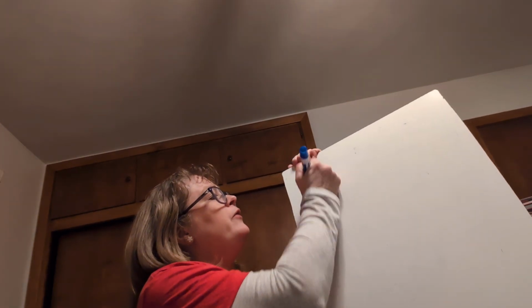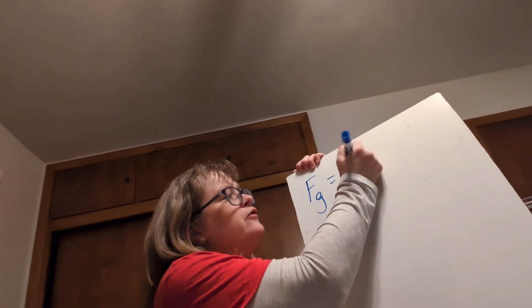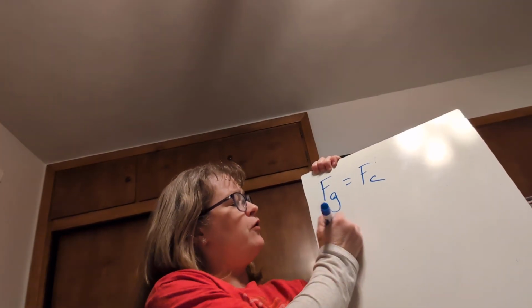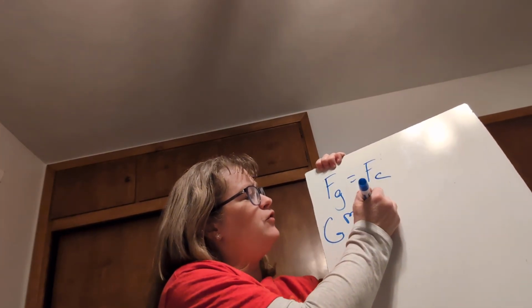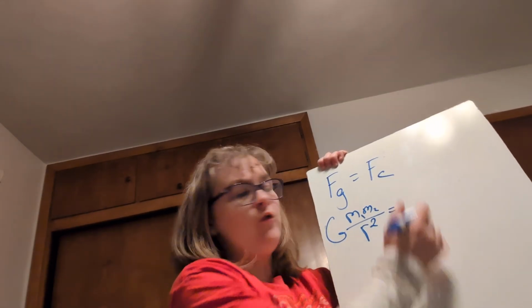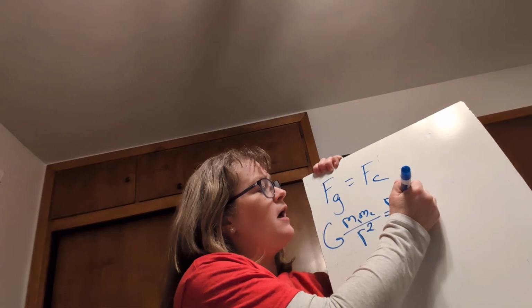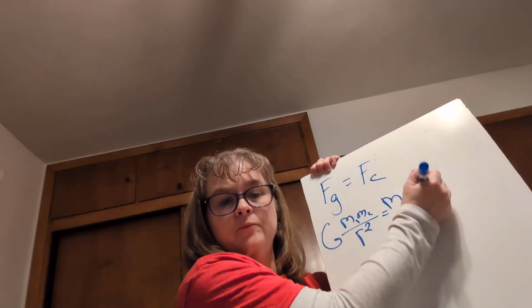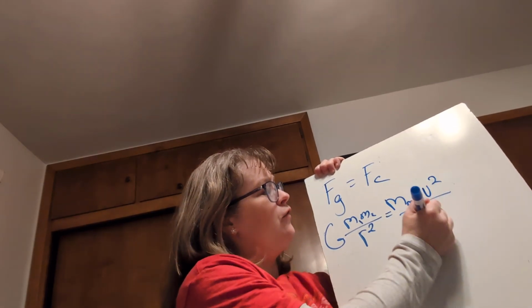So we know that the force of gravity is going to equal our centripetal force. We know that our gravitational force is G, M1, M2 over R squared. And we know our centripetal force is the mass of the one moving, V squared over R.